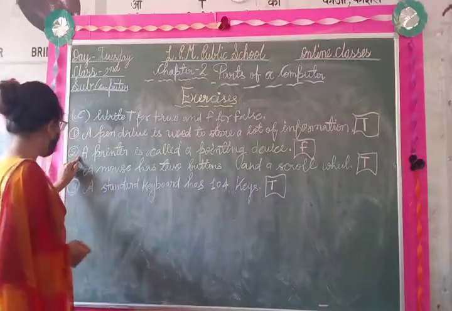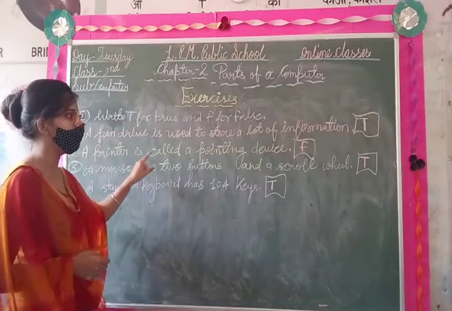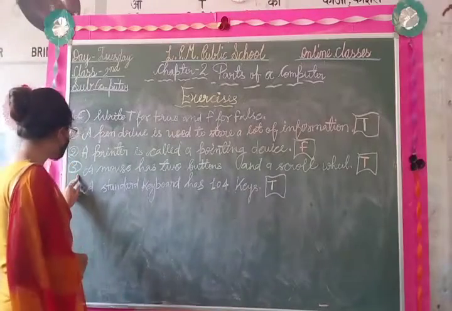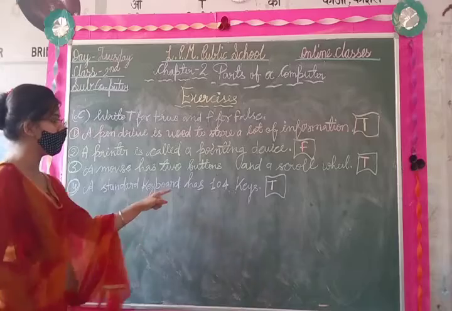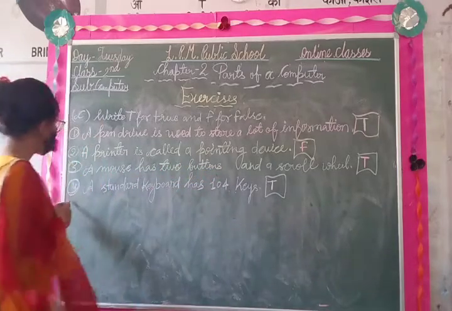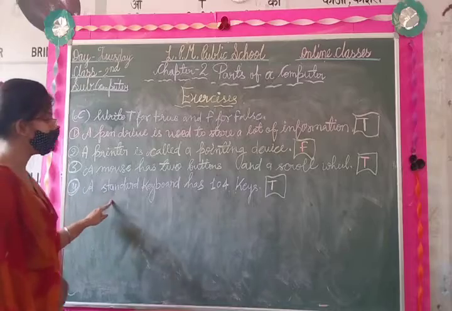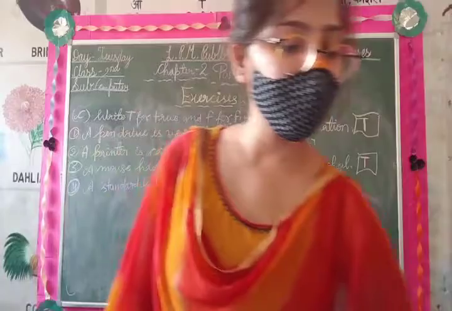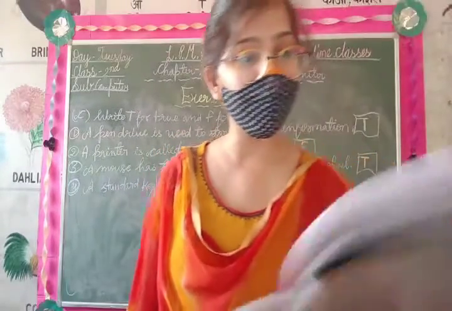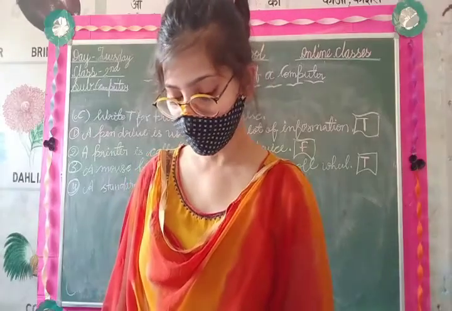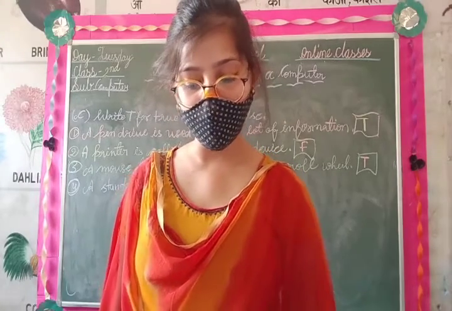Now question number second: a printer is called a pointing device. It is false. Question number third: a mouse has two buttons and a scroll wheel. It is true. Question number 4: a standard keyboard has 104 keys. Is it true or false? It is true, as we know very well, a standard keyboard has 104 keys.